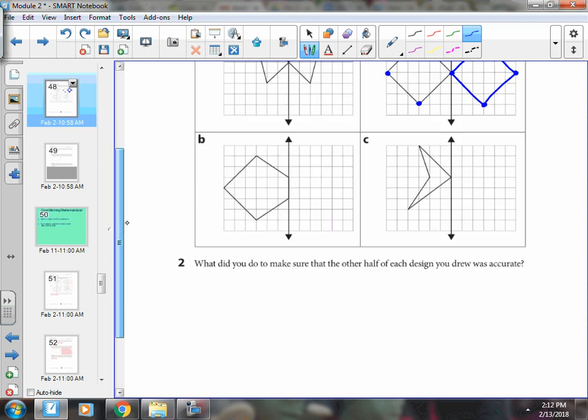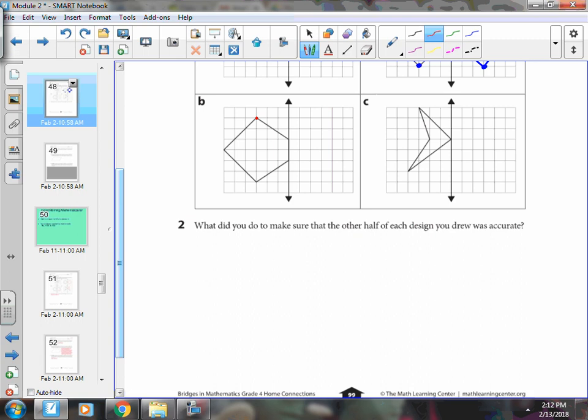Letter B, again, point by point. And then I can connect.